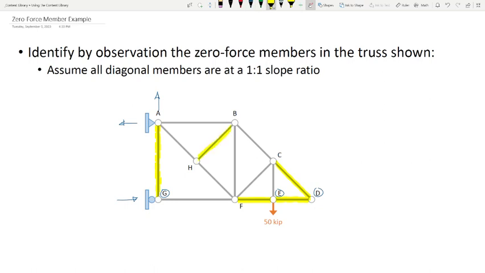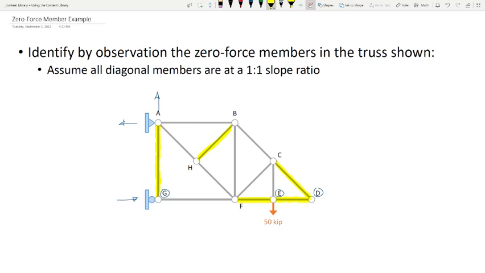I don't think you can quite say the same about AH because there's a vertical and a horizontal reaction right here, right? So we can't quite say that the sum of the forces in the y direction is 0. So I bet this has got some load and I bet that's got some load. Does that make sense? So look at this. We got 1, 2, 3, 4, 5 members that we've analyzed. We didn't do any math.